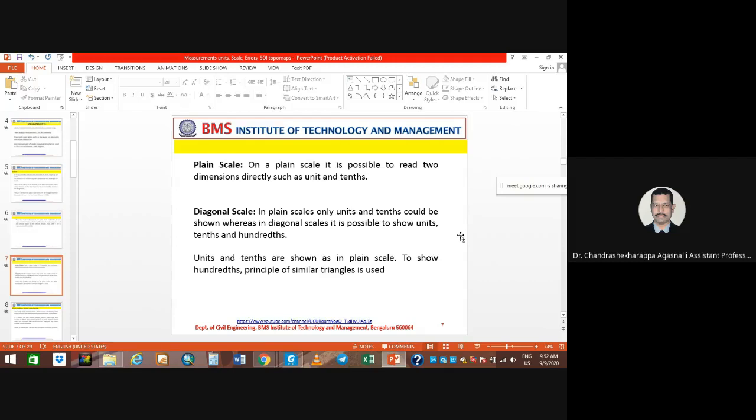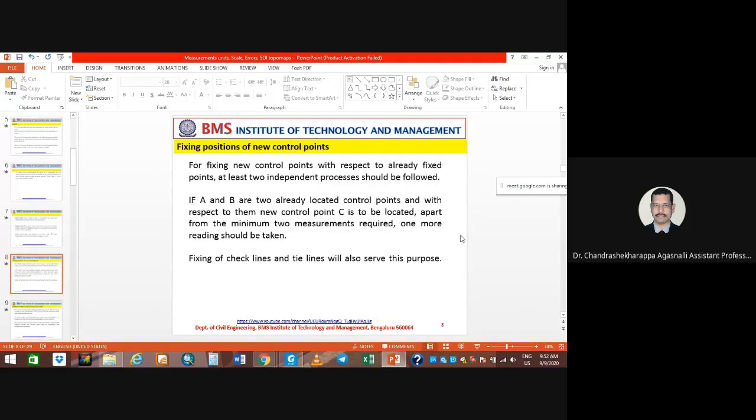The next one is plane scales. In a plane scale it is possible to read two dimensions directly, such as units and tens, whereas in a diagonal scale it is possible to show units and more than hundreds. Units and tens are shown in the plain scale, and triangles can also be used if required in a particular case.